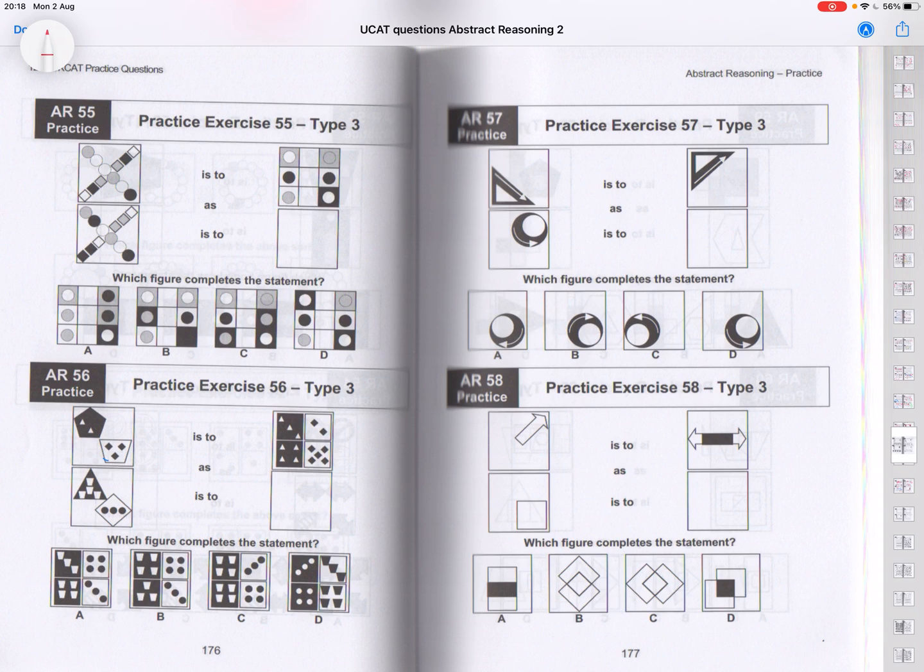Then these next ones, I'm going to give you a minute to attempt the question before going through the answer. That's slightly longer than you will get in the actual UCAT, but we are practicing. So starting with exercise 55 now.